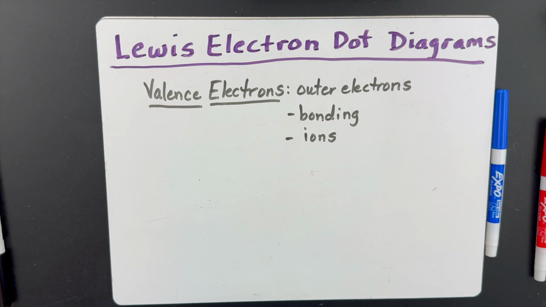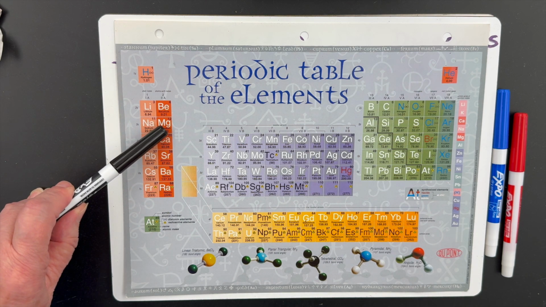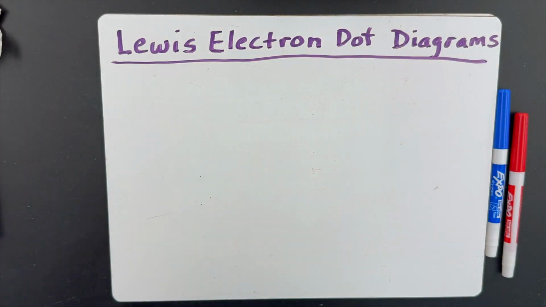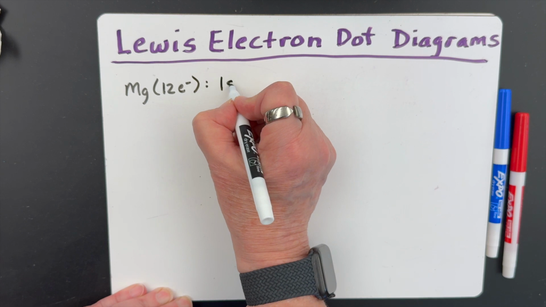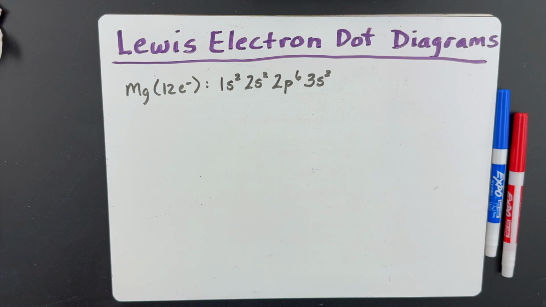There's a direct correlation between electron configurations, and I have a separate video showing you how to do this, and Lewis electron dot diagrams. Let's say we're going to do an electron dot diagram for magnesium, which is right here in the second column of the periodic table. So magnesium has 12 electrons. If we did the electron configuration for this, it would look something like this. And those are the 12 electrons.